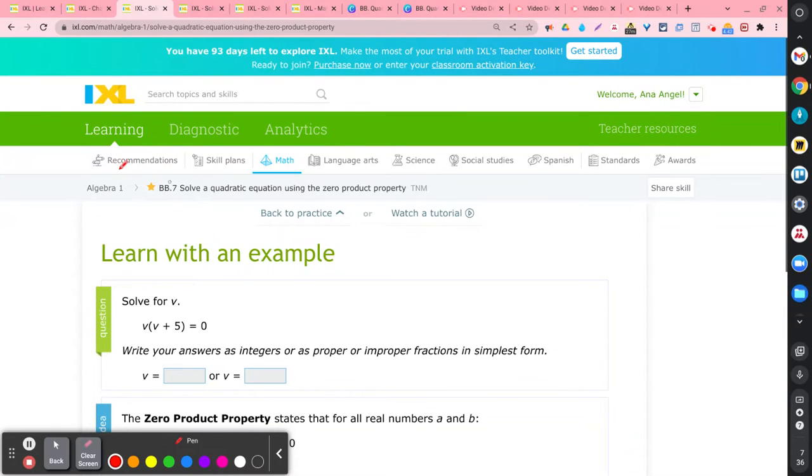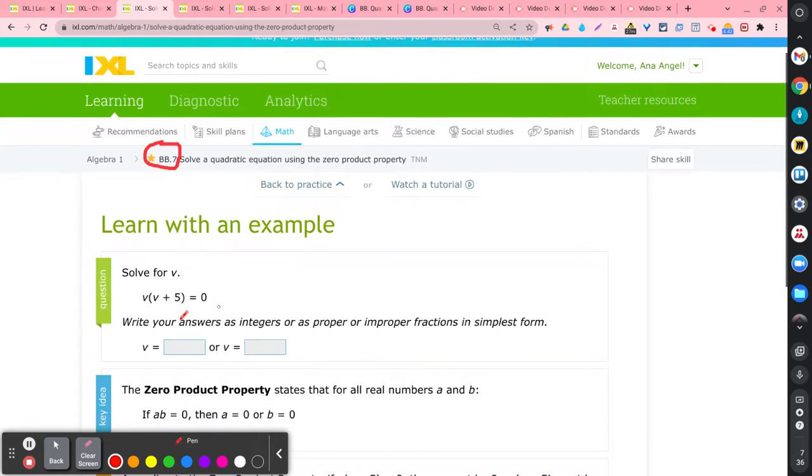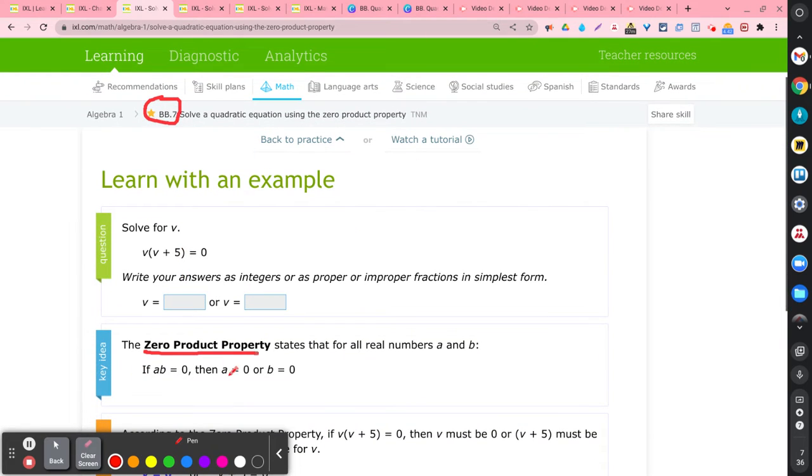Okay, the next one I'm going to explain is BB.7. It's super easy. You just want to remember what the zero product property is. The zero product property means that anything times 0 is 0. So if A times B equals 0, that means that either A is 0 or B is 0, because only something times 0 would equal 0.